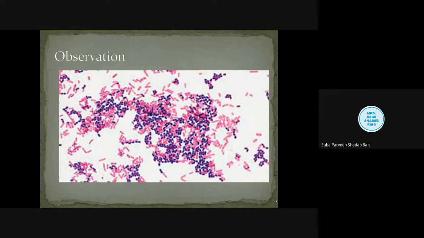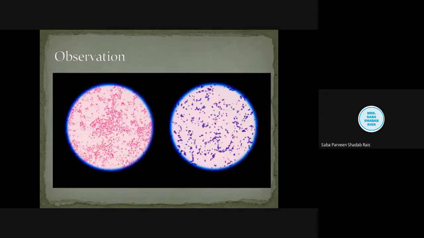So if you have the mixed gram positive and negative bacteria under the low power, that means 10x, you will be observing like this. Or if you just have gram positive bacteria, at that time you will be observing such type of purple colony. If you have the gram negative bacteria, you will be observing the pinkish colony. So this you are going to observe under the 10x.